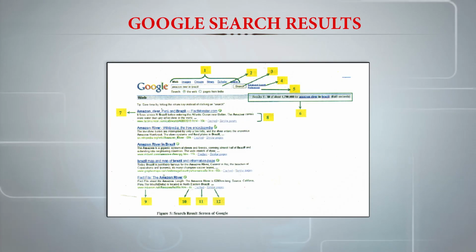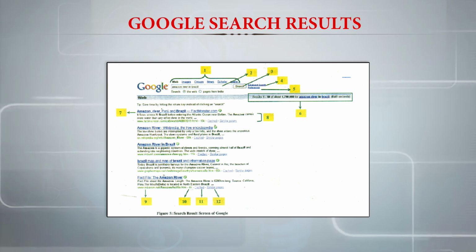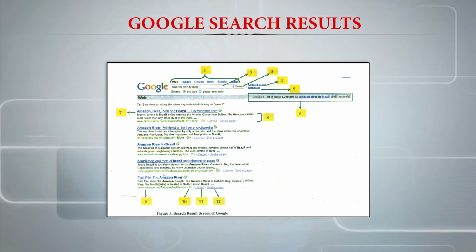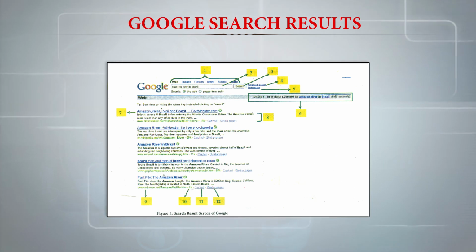Now let's have a look at the figure. It shows the search results screen. Please note that this screen may change when you make an actual search, as Google may change its website. Also, the look may change from time to time. You can see several components in this particular window. Now let us briefly discuss each of these elements or components.